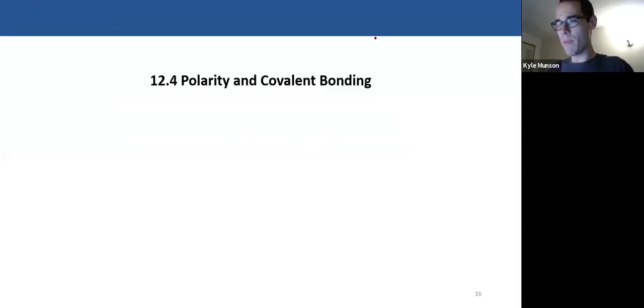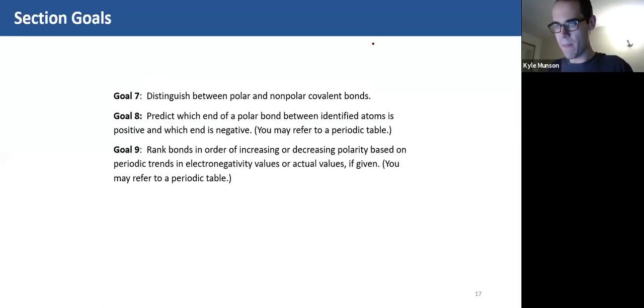All right, in this video, we're going to be talking about polarity and covalent bonding. We want to be able to distinguish between polar and nonpolar covalent bonding, and then be able to predict which end of a polar bond is positive and which end is negative, and then rank bonds in order of increasing or decreasing polarity. So that's what we want to do here.